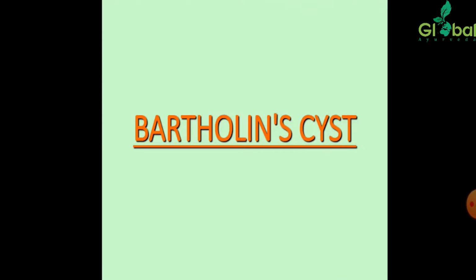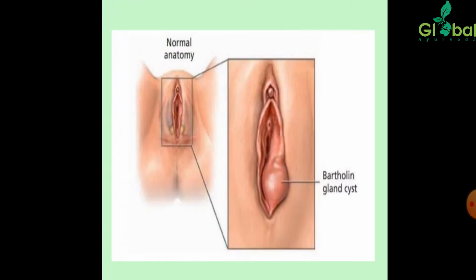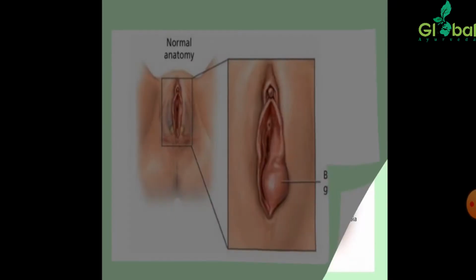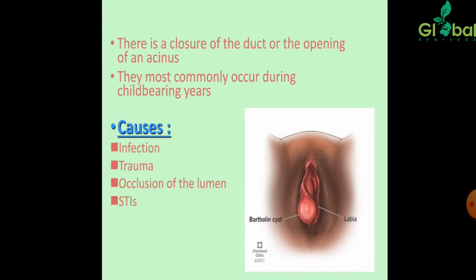Now we come to our main topic, Bartholin cyst. This is the normal anatomical picture, and the other picture shows the Bartholin gland cyst. See the swelling position. There is a closure of the duct or the opening of a sinus. They most commonly occur during childbearing years. What are the causes? Infection, trauma, occlusion of the duct and STIs.